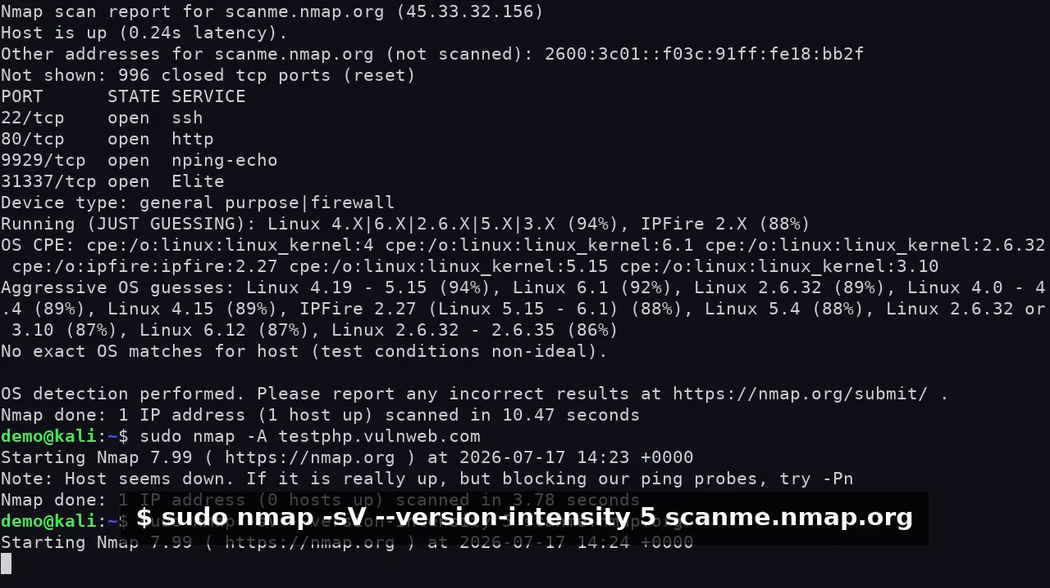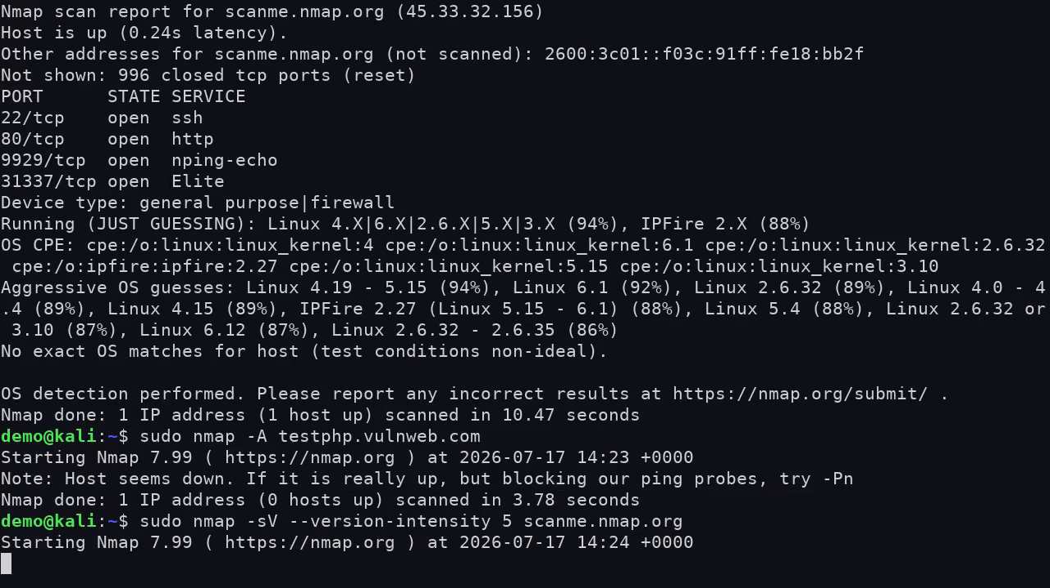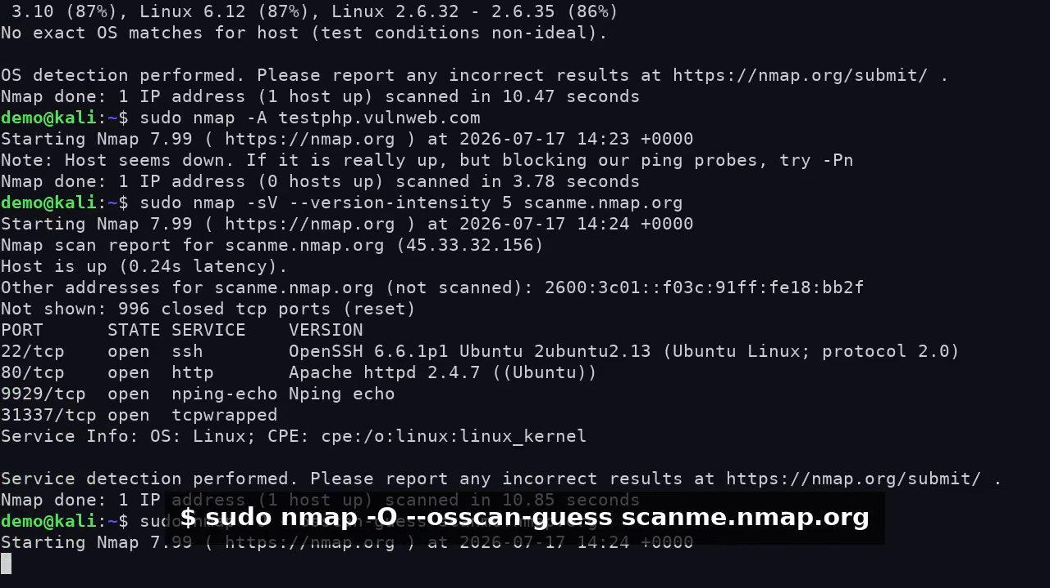This command sets the version scanning intensity to 5, the default being 7. Lowering the intensity level speeds up the scan by using only the most likely probes, while higher levels are more thorough but slower. This command tells nmap to guess the operating system more aggressively.